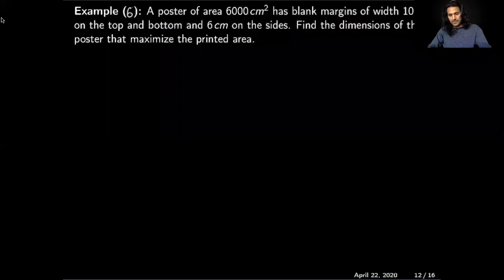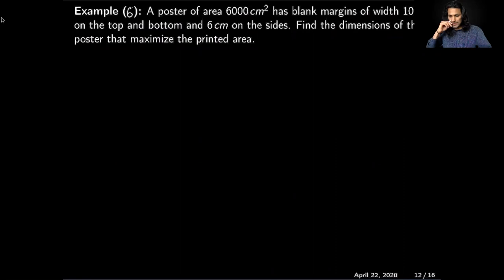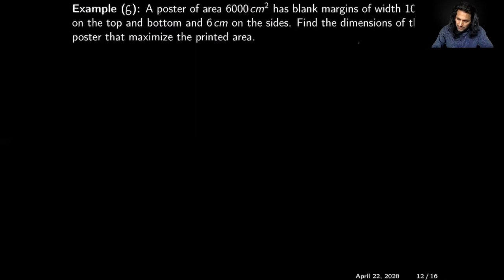So here is another example, number 6. Let's see what our objective and constraint are by first reading the problem. We have a poster of area 6,000 square centimeters, which has a blank margin of width 10 centimeters on top and bottom and 6 centimeters on the sides. Find the dimensions of the poster that maximize the printing area. So this is the diagram of our problem.